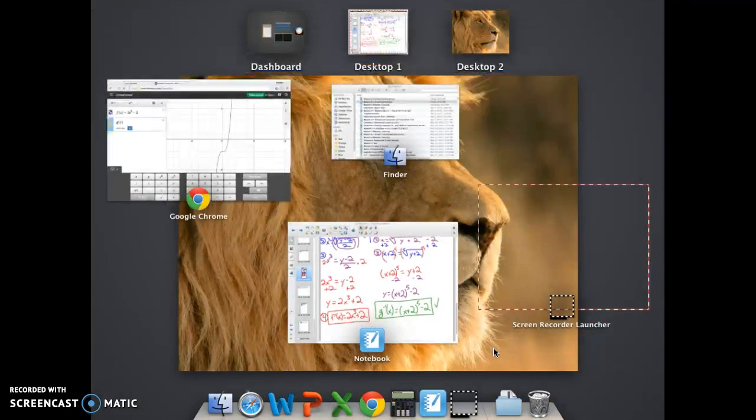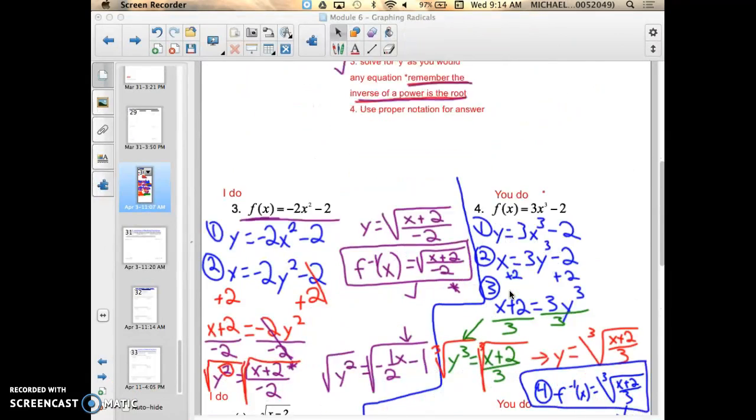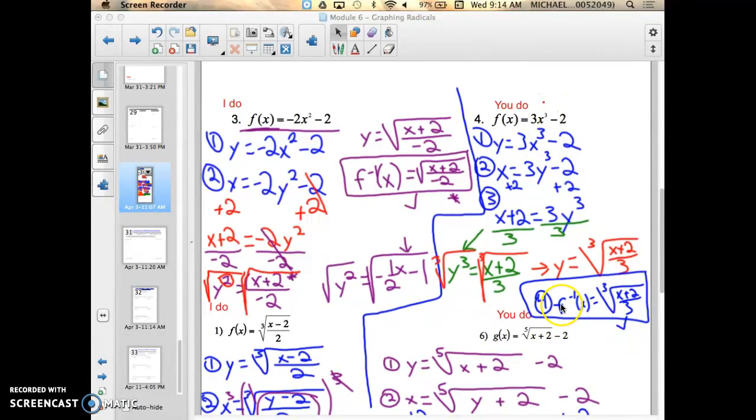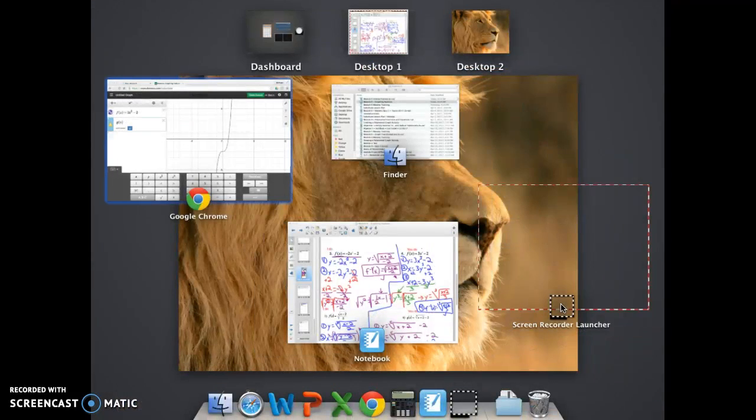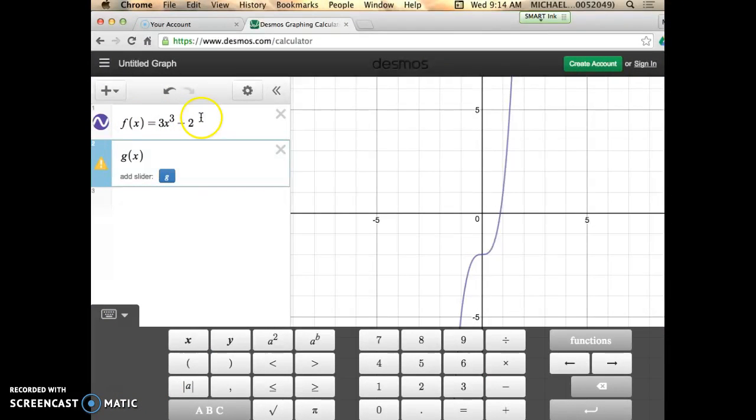Now, finally, I asked you to graph number 4. The given function and then the inverse function, alright? So I'm going to start doing that. I've graphed the given function, 3x cubed minus 2. Now the inverse function, I didn't necessarily tell you how to do this on Desmos. You have to find the cube root.